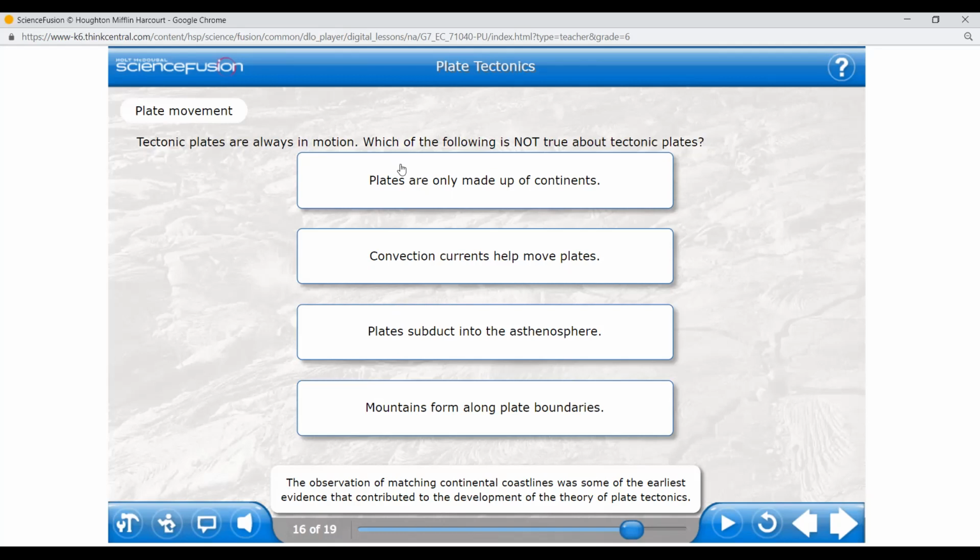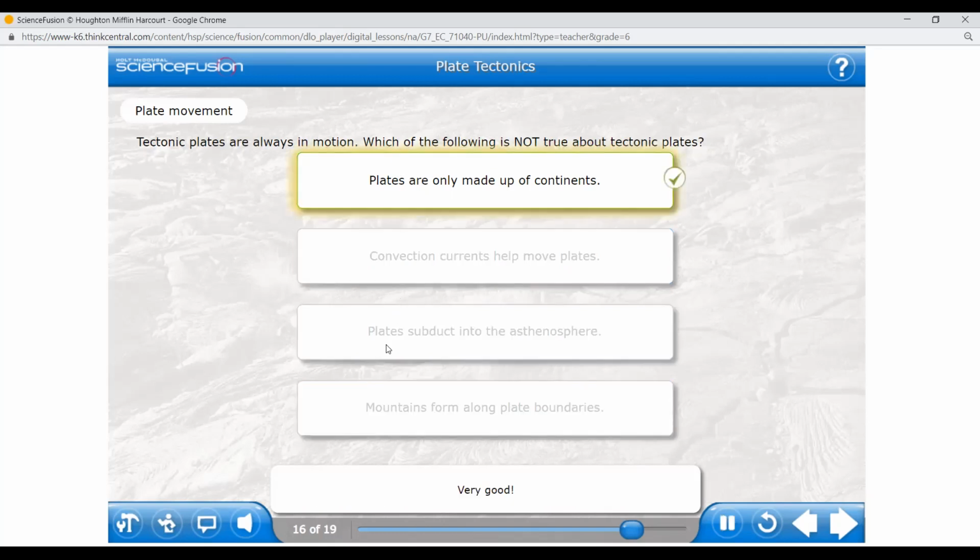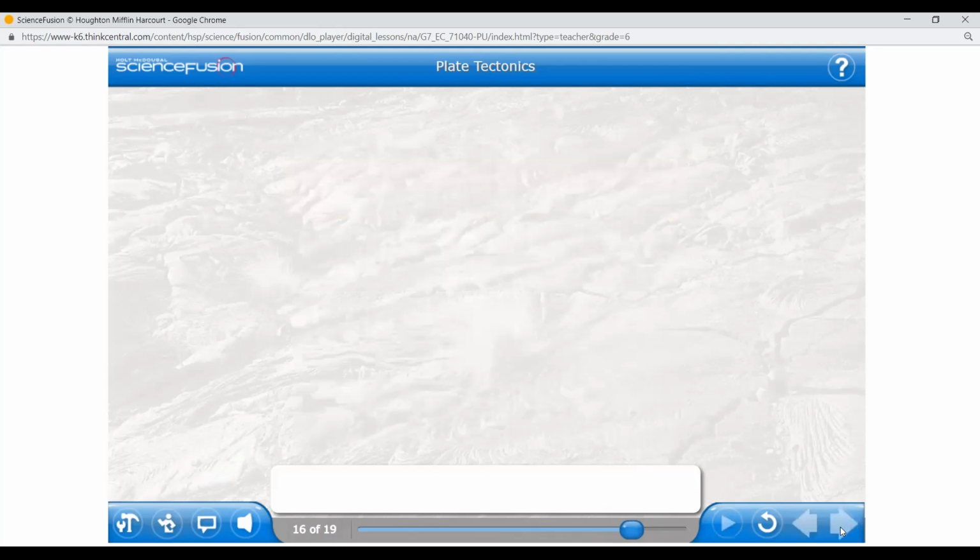The first one. Very good. Correct. Tectonic plates are made up of Earth's crust, and they are not made up of continents. They are made up of earth crust, girls, and the outer part of the mantle.